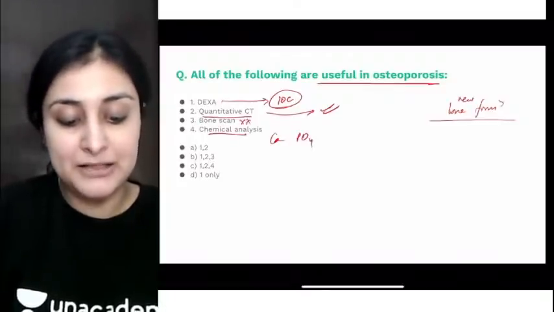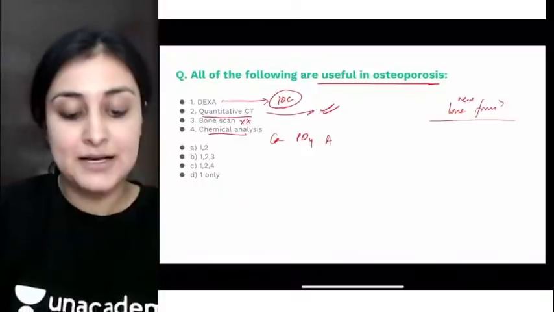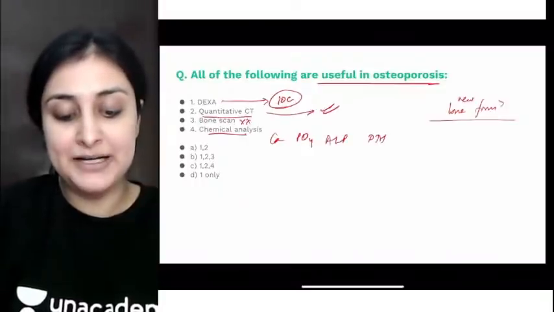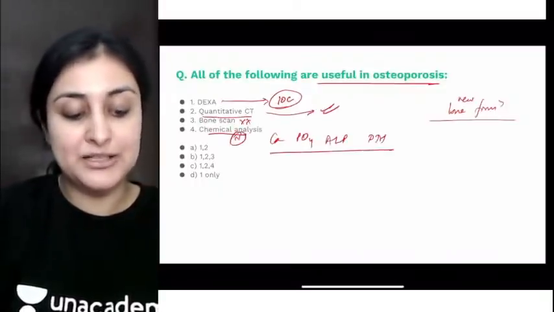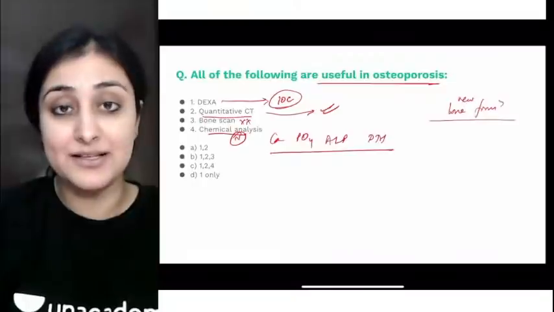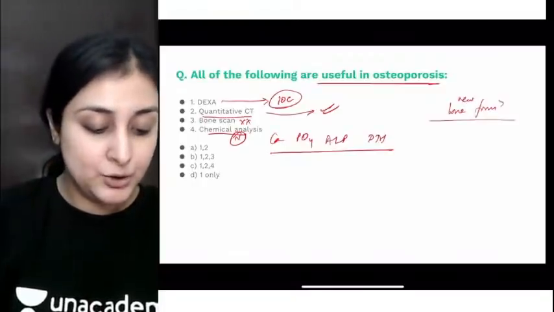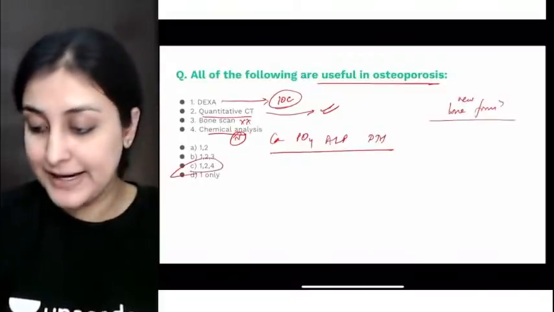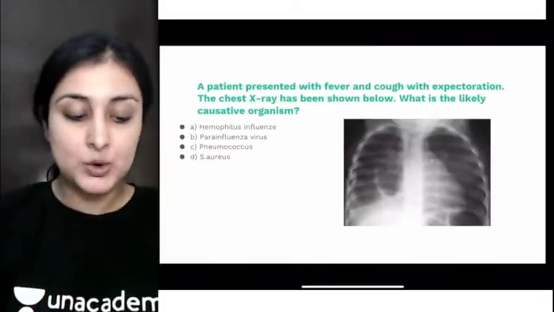Do you remember the table we have filled so many times? Calcium, phosphate, ALP, PTH. All of these will be normal in osteoporosis, but they have to be analyzed, right? So 1, 2 and 4. That is the correct answer. Okay, cool.